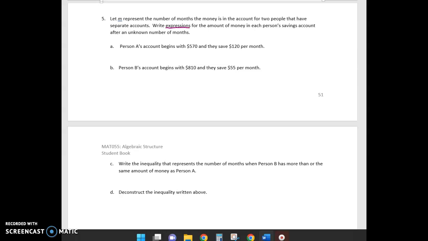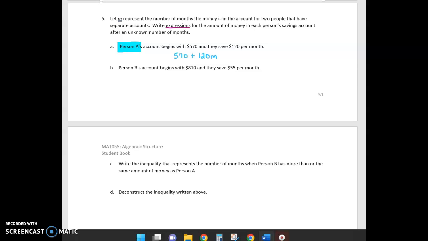So person A's savings account, and I'm just going to highlight person A in blue. And so person A's savings account begins with $570, and they save $120 per month. So since they're saving, it's addition, and they're doing $120 every month, which is kind of that understanding what the story, the context is telling us.